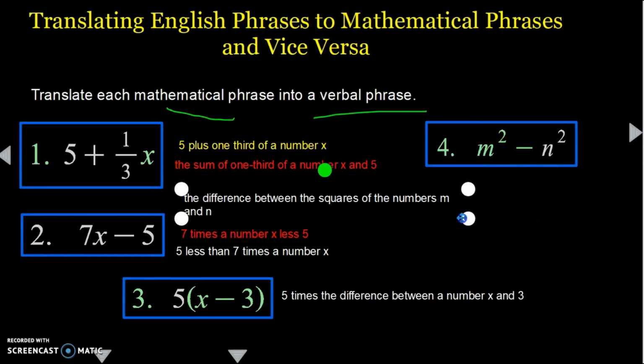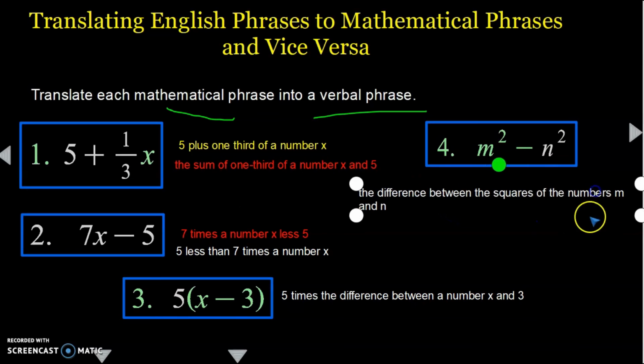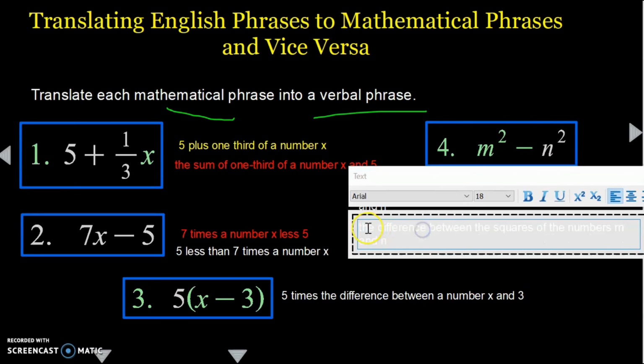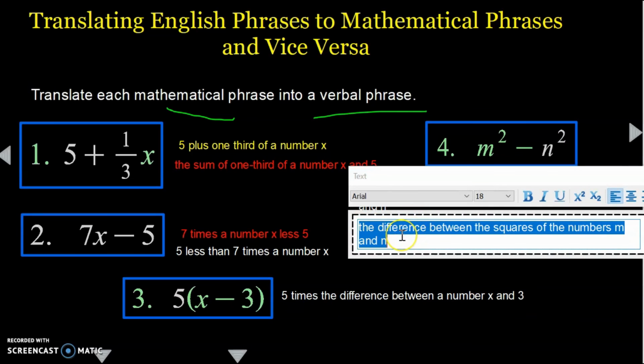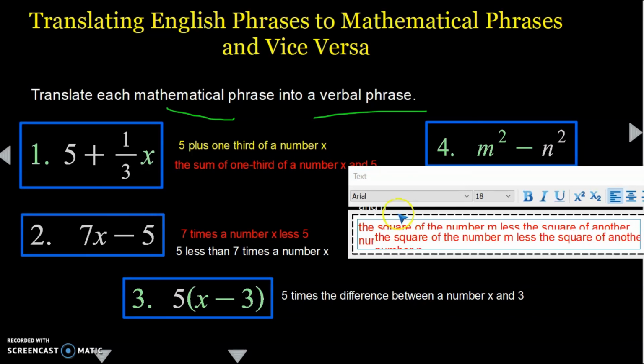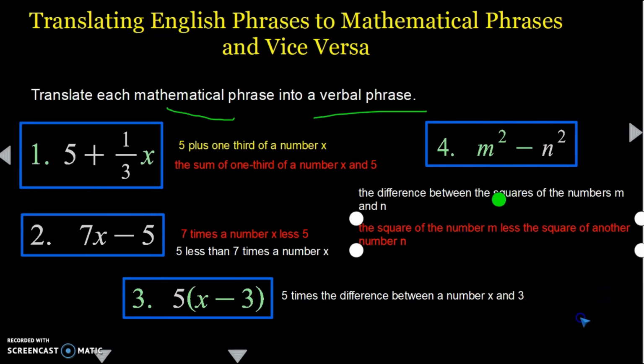So, ulitan lang natin siya para magkasya siya dito. Ayan, for this. Or pwede ring the square of m. Okay, another possible answer would be, I'll be replacing this by a color. Let's say it's red. And then we'll have the square of the number m less the square of another number n. Pwede rin ganyan. Pwede rin decreased by.